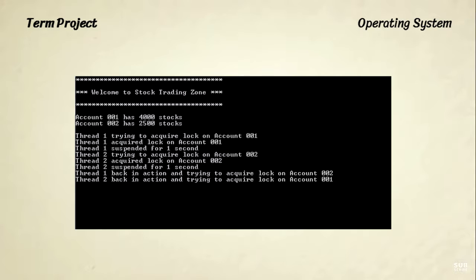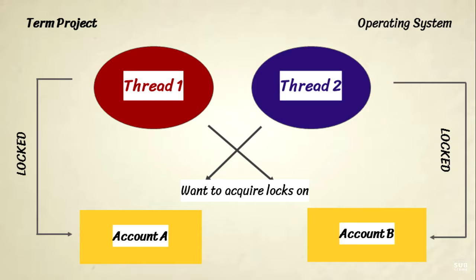What happened? This program is going to deadlock. The reason why: let's say we have two threads and two resources, which are our accounts. Thread 1 has already acquired a mutually exclusive lock on resource 1 and wants to acquire a lock on resource 2. Similarly, thread 2 has a lock on resource 2 and wants to acquire a lock on resource 1.